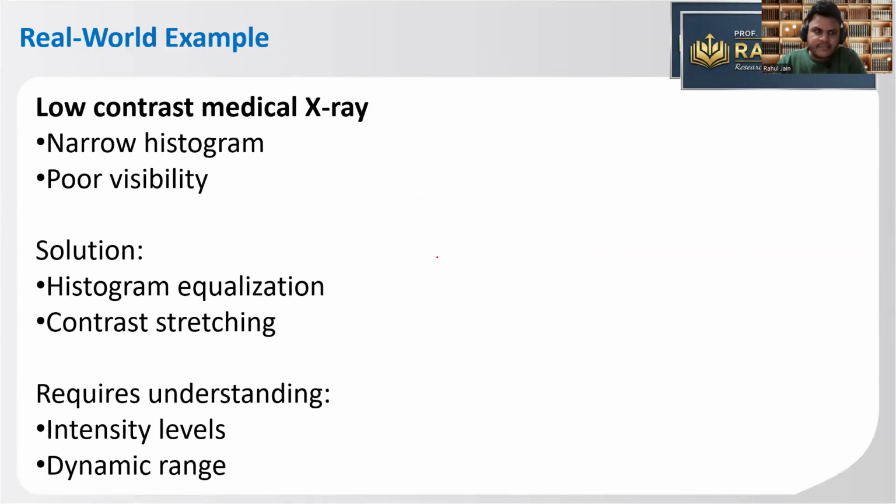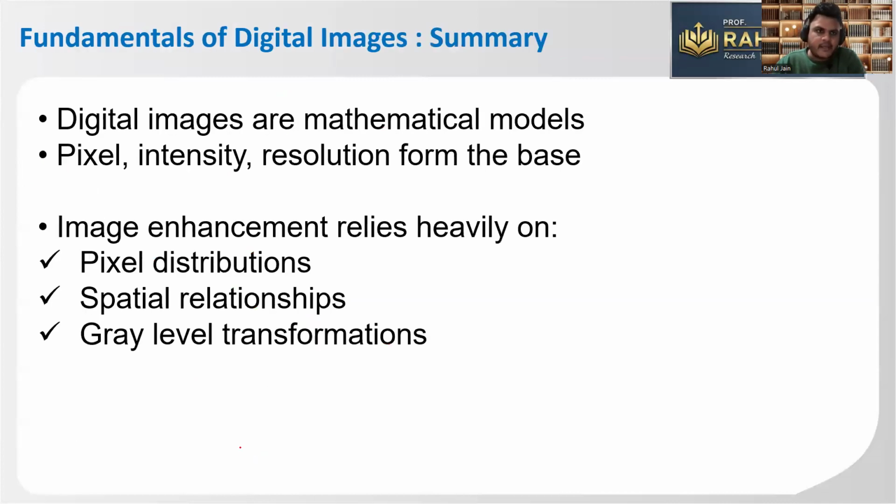Now the real world examples. Low contrast medical X-ray images have narrow histograms and poor visibility. So the solution is that histogram equalization and contrast stretching can be done on that, so that we can convert the low contrast medical X-ray into a high contrast one. And to do this, it requires knowledge of intensity level and dynamic range concepts, right?